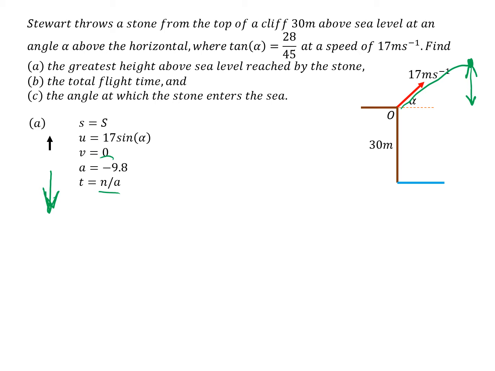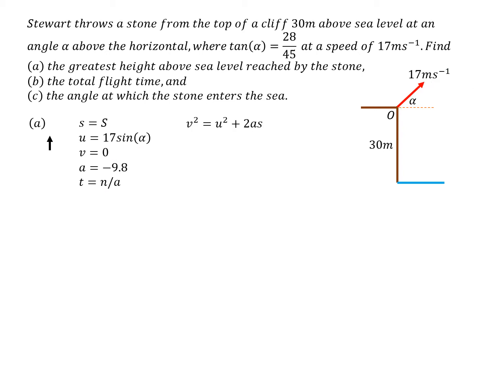What about sine alpha then? Before we actually write down the equation, we know that tan alpha is 28 over 45. So using Pythagoras, we can work out the length of that side. So that's the easiest way to work out the missing side, and then sine alpha is opposite over hypotenuse, and cos alpha will be adjacent over hypotenuse. So that's how we do that.